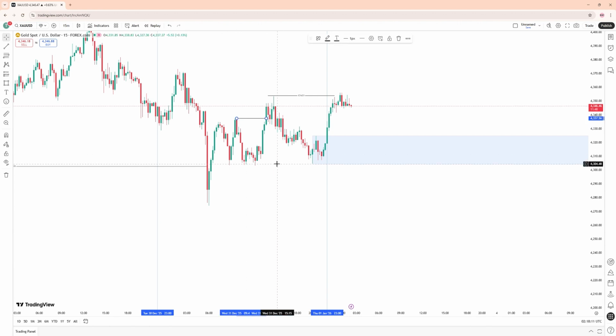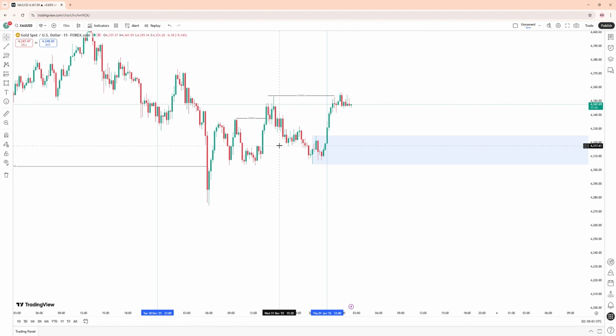Internal chalk has been created, and this low is still protected. This low is still protected because, look at the swing low here. So because of that, we have our internal chalk here. Our 15 minutes internal chalk has already been created.